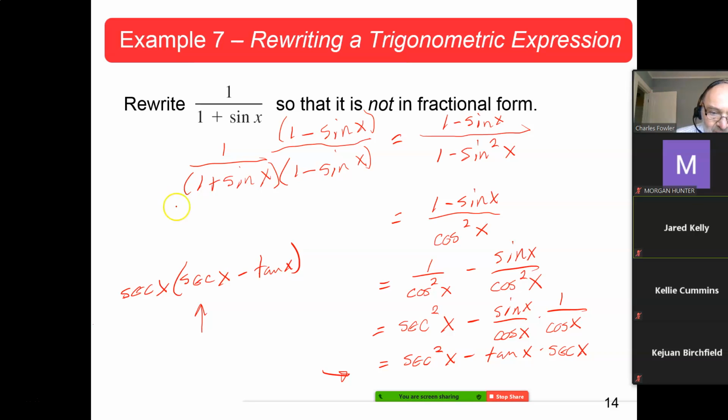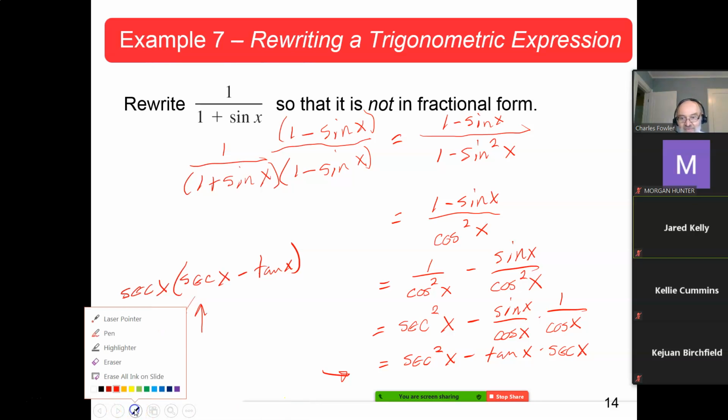They left it in this form down here. If I can find my pen again, here it is. This form down here, secant squared x minus tangent x secant x. Perfectly fine. Not in fractional form. Is that any simpler? In my mind, no. It's rather complicated, but at least it doesn't have a fraction. It doesn't have a denominator. And if that's what you're looking for, you got it. Okay? Now, let's see if they did it any differently from what we did. Any questions before I erase this?